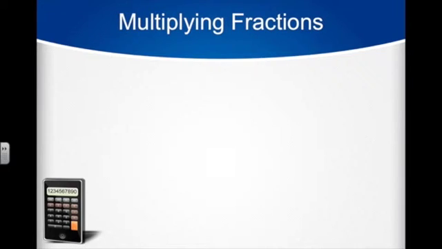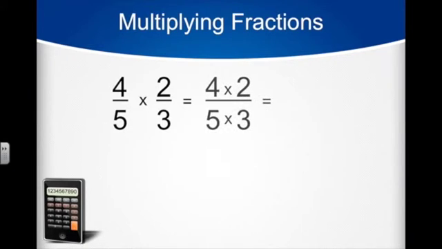So how do we multiply fractions? To multiply fractions like these, 4/5 times 2/3, we need to multiply the numerators together and multiply the denominators together. Here we multiply 4 by 2 and 5 by 3. This gives us our answer, 8/15.